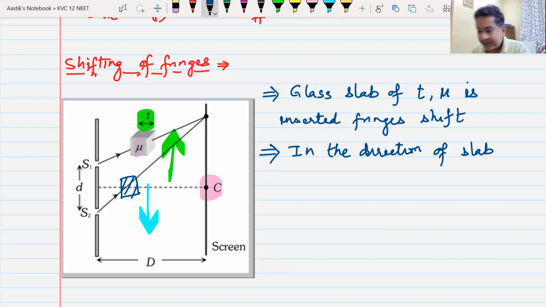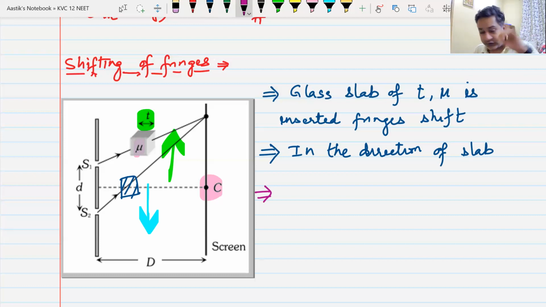If you put a slab in front of the upper slit, it will shift upwards. If you put a slab in front of the second slit, the downward slit, it will shift downwards. Do we understand this? You have to note this down and keep that in mind always. I will give you time first to understand, then I'll give you enough time to write it down. Don't worry.